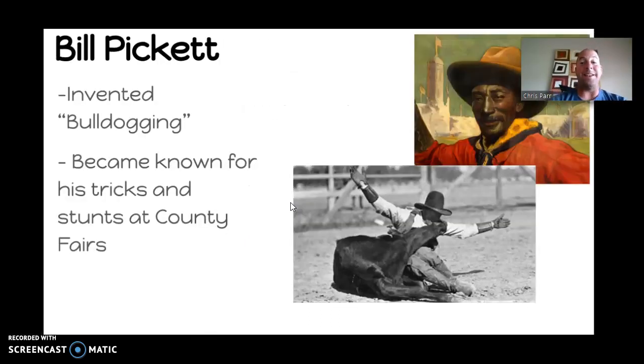Bill Pickett. He was one of the early rodeo people. Basically, he became really famous for his tricks and stunts at county fairs that he could do on horseback and with cows. He invented bulldogging.